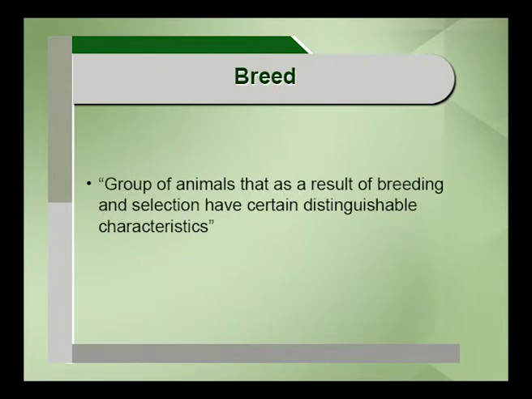We are stepping further into what livestock genetic resources are. To understand that, we need to understand what exactly breed means. A breed is defined as a group of animals that, as a result of breeding and selection, have certain distinguishable characteristics. Based on this definition, the first and foremost important point is the breeding and selection process. It is a time consuming process. For millions of years this breeding and selection has taken place, and that has resulted in a group of animals with unique, definable, distinguishable characteristics. So this is the basic definition of breed.